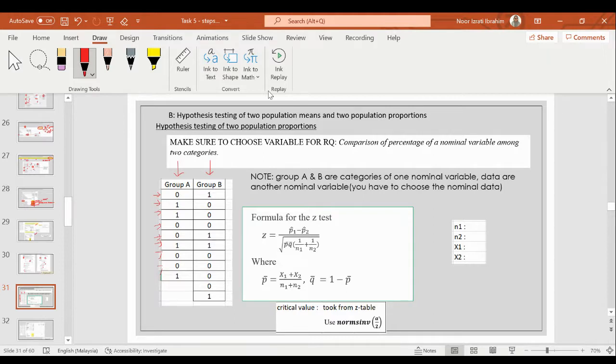Note, group A and B are categories of one nominal variable, and the data are another nominal variable. You have to choose the nominal variable and make sure you choose the variable that you have set in the RQ. For the proportion, we cannot use the data analysis in Excel. You have to use the formula, but to get all the values like sample proportion, p-bar and so on, you have to use Excel function.